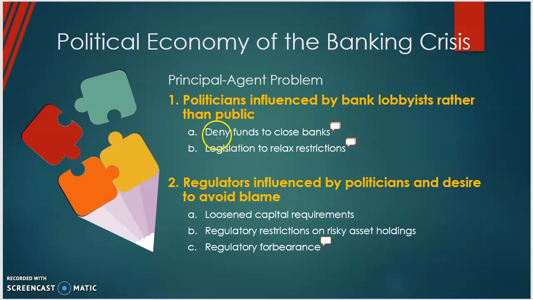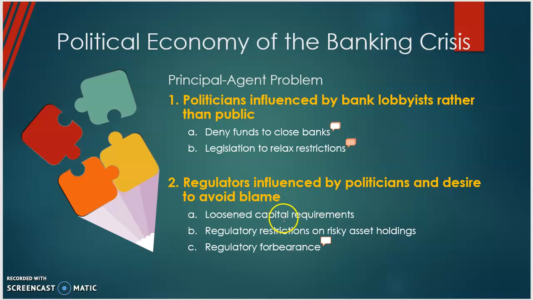Okay, and then they will deny funds to closed banks. Deny funds from the closed bank means the politician, who is influenced by the lobbyists, will deny the funds that would let the bank close due to some bad experience of that bank in the past. Okay, and then the legislation to relax restrictions means when the restrictions relax or loosen, it will create asymmetric information. Okay, and then the second one is regulators influenced by politicians and the desire to avoid blame.